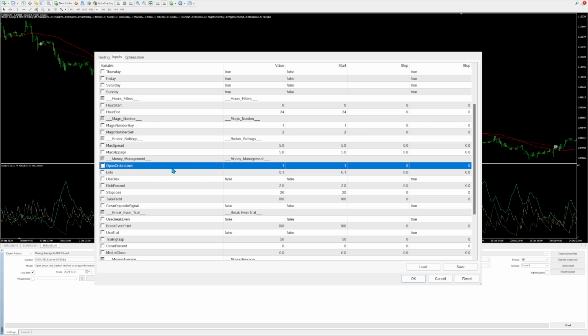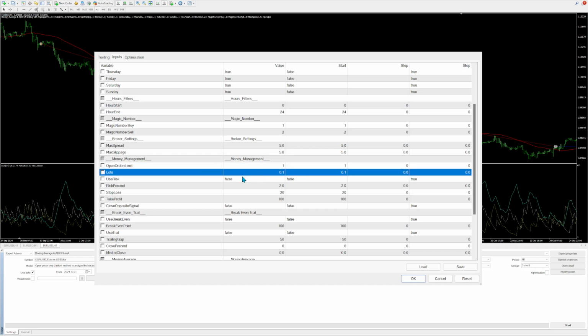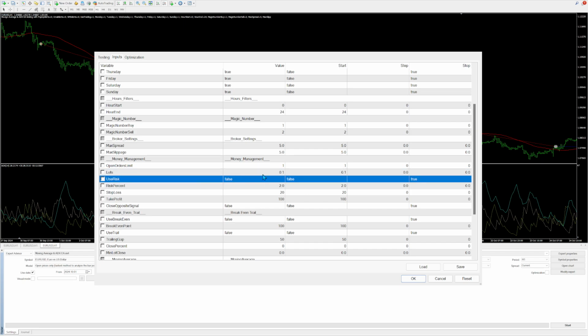Money management, so you've got open orders limit, set to 1 by default, which means that the EA will be able to open a maximum of 1 buy and or 1 sell trade at any time. Lots, you can choose your position size here. Bearing in mind that the EA will only use the lots field if use risk is set to false.